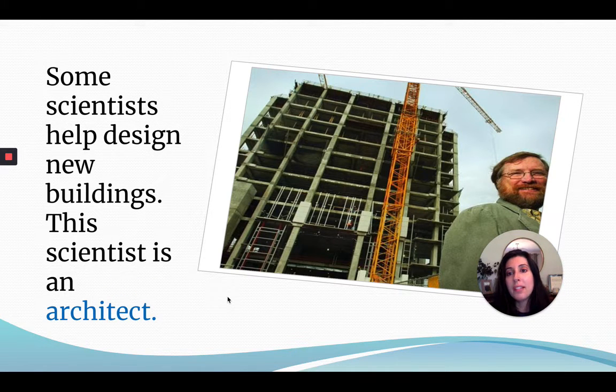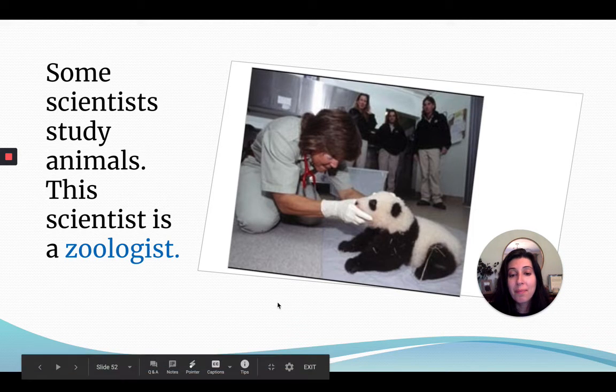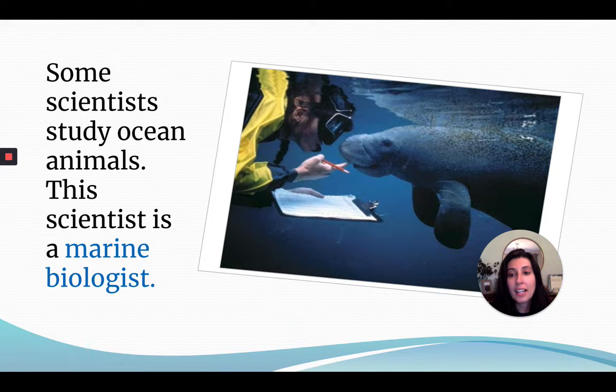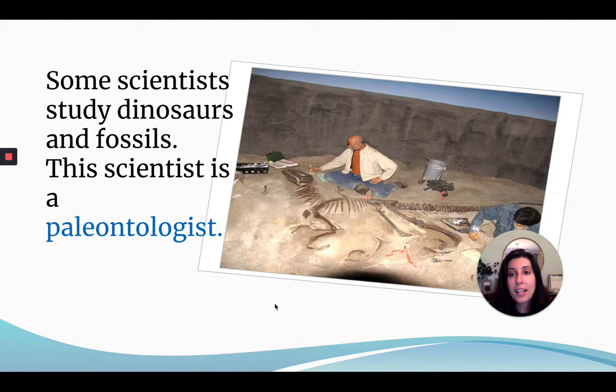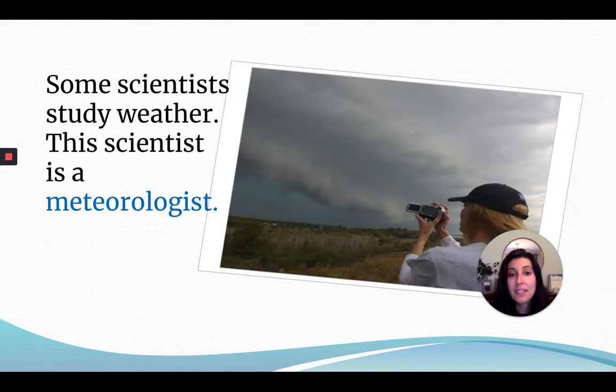Some scientists help design new buildings. This scientist is an architect. Some scientists study animals. This scientist is a zoologist. Some scientists study ocean animals. This scientist is a marine biologist. Some scientists study dinosaurs and fossils. This scientist is a paleontologist. Some scientists study rocks. This scientist is a geologist.